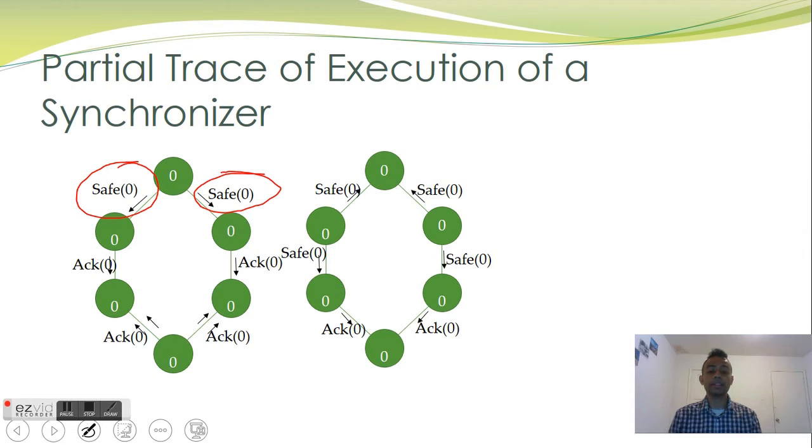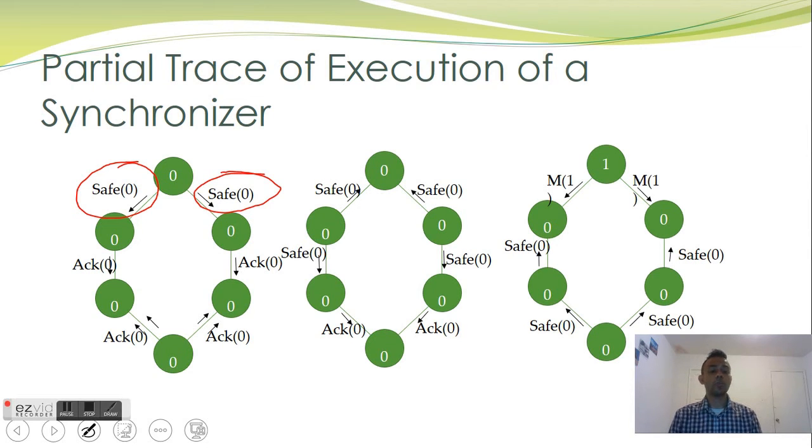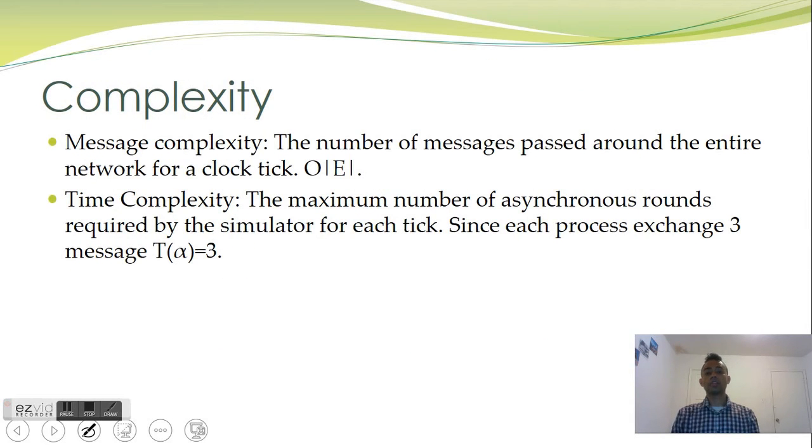Similarly, the safe message is sent by the neighboring nodes as well to their neighbor nodes, and when all of the nodes send the safe message, then the first node can now send the next message for the next clock tick, that is clock tick 1. So it initializes itself to 1.